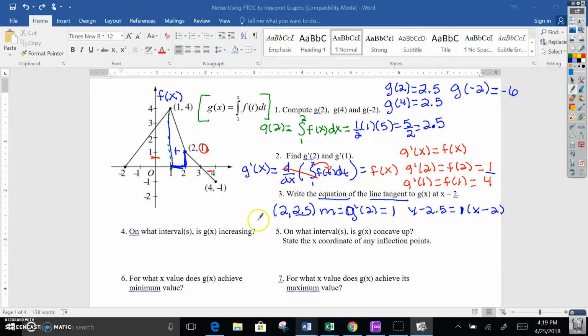The next example asks us to figure out where g of x is increasing. Well, if you remember from the last unit, g of x is going to be increasing when the derivative is positive or greater than 0. Well, since we know that the derivative of g is equal to the function f, what we're really looking for is where is f positive? Where is it above the x-axis?